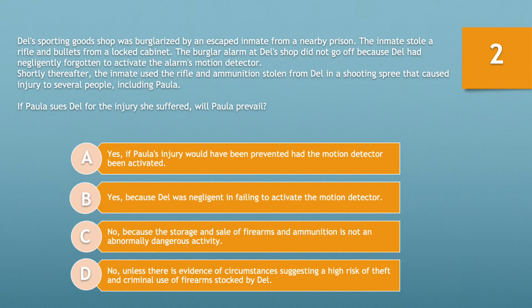A, yes, if Paula's injury would have been prevented had the motion detector been activated. B, yes, because Dell was negligent in failing to activate the motion detector. C, no, because the storage and sale of firearms and ammunition is not an abnormally dangerous activity. Or D, no, unless there is evidence of circumstances suggesting a high risk of theft and criminal use of firearms stocked by Dell. Take 10 seconds and choose the best option now.